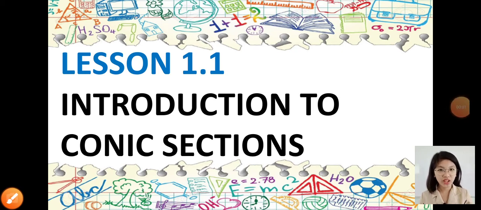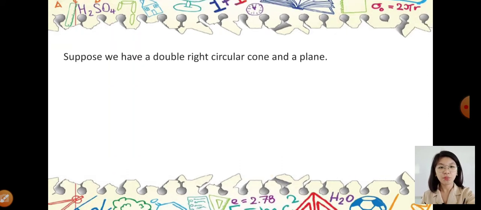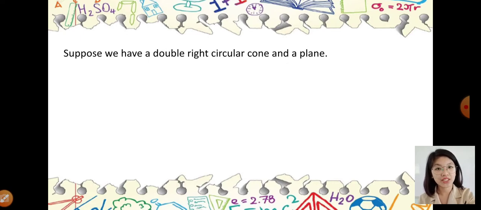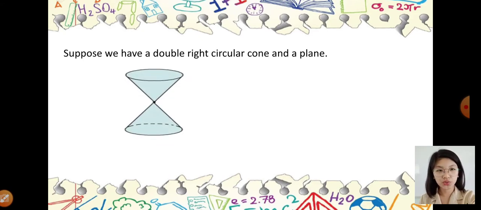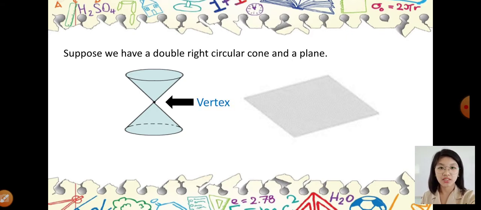Good morning, grade 12. Our first lesson in the first chapter is the introduction to conic sections. Suppose we have a double right circular cone and a plane. So, this is a double right circular cone. And ang tawag dun sa point na kung saan nag-intersect yung dalawang right circular cone ay vertex. And this one is a plane.